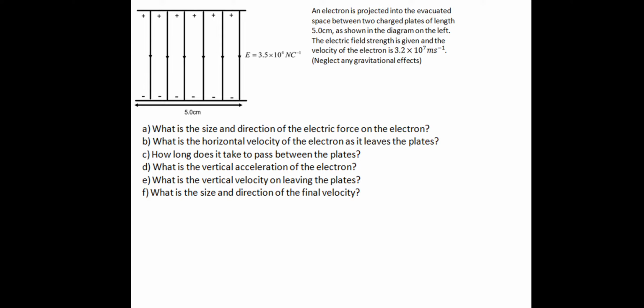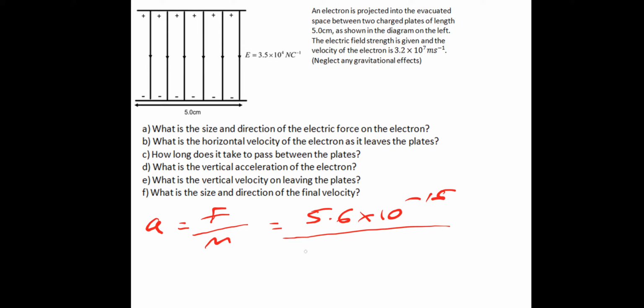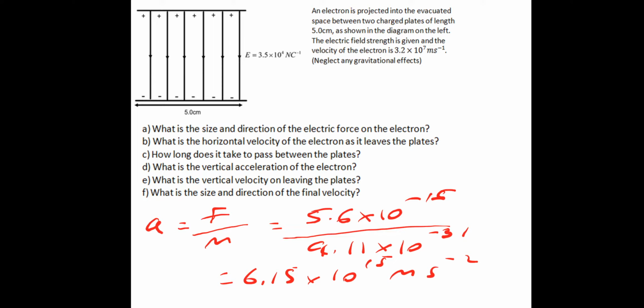So let's move on to the next part D. So part D, what is the vertical acceleration of the electron? So the vertical acceleration is where the force is occurring vertically. And the force we figured out in part A, the 5.6 times 10 to the minus 15. So the acceleration is simply force divided by the mass, Newton's second law. So that's 5.6 times 10 to the minus 15 divided by the mass of the electron, which we should know is 9.11 times 10 to the power minus 31. And that gives us an acceleration of 6.15 times 10 to the power 15 meters per second squared. Hopefully part D went okay. Let's have a look at part E then.